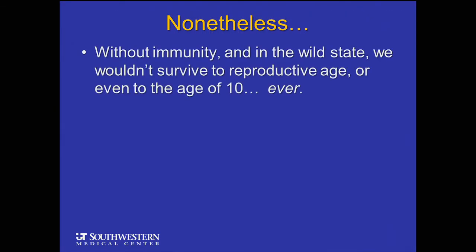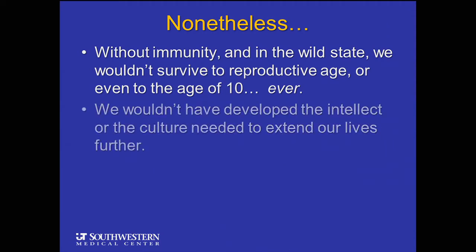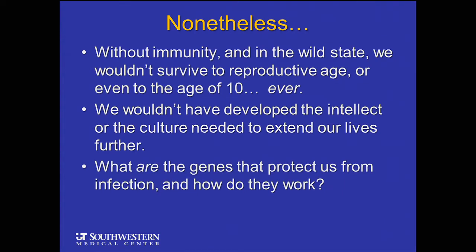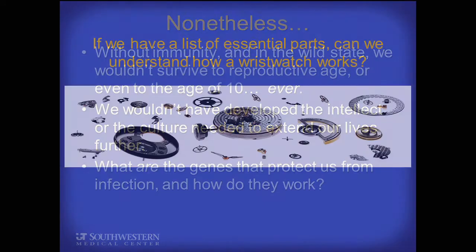Nonetheless, coming back to basics, we have to acknowledge that without immunity and in the wild state, we would never survive even to the age of 10 if we didn't have immunity. Even crippling a part of our immune system will prevent that. And we would never have developed the kind of intellect or culture that we need to extend our lives further. So the big question confronting us that we can answer and begin to approach genetically is, what are the genes that protect us from infection and just how do they work?